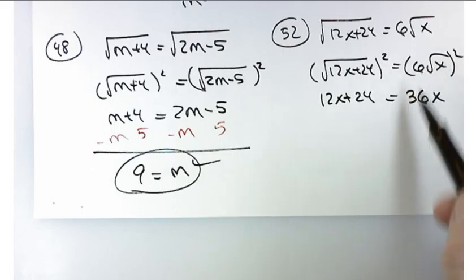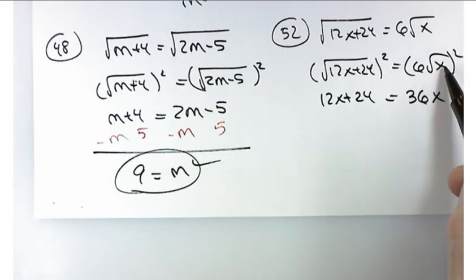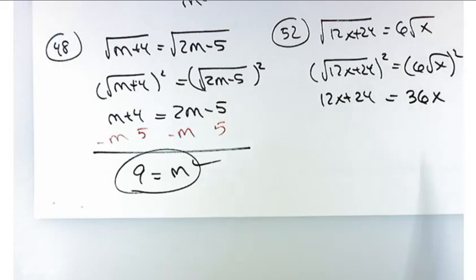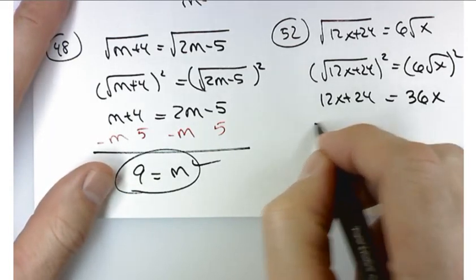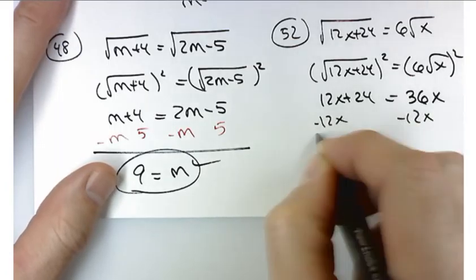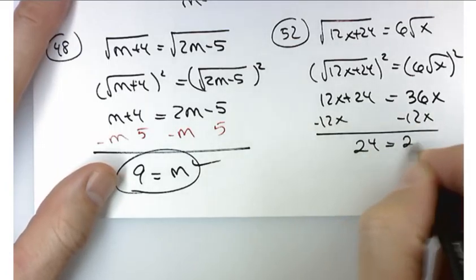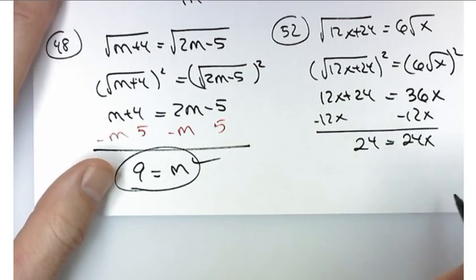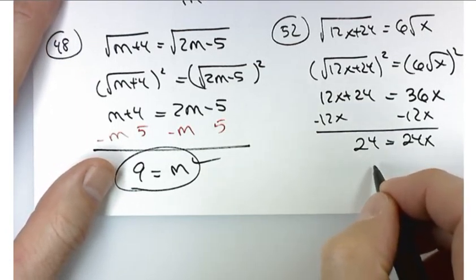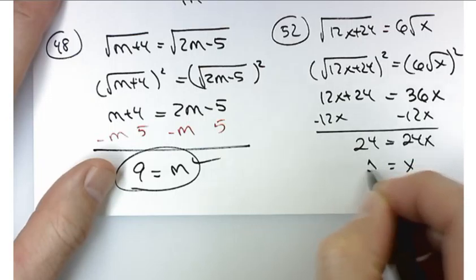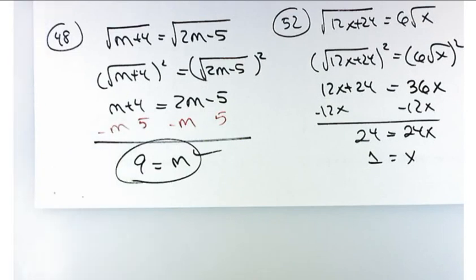So 6 squared is 36. The square root of x squared is just x. So subtract 12x from both sides. And isn't this special? 24x equals 24. Anyone want to take out their calculator and tell me what x equals? 1. x equals 1.